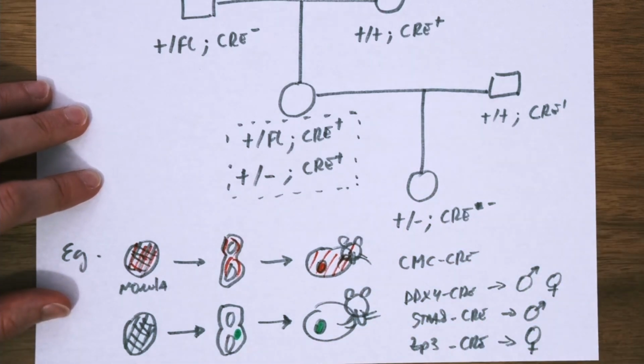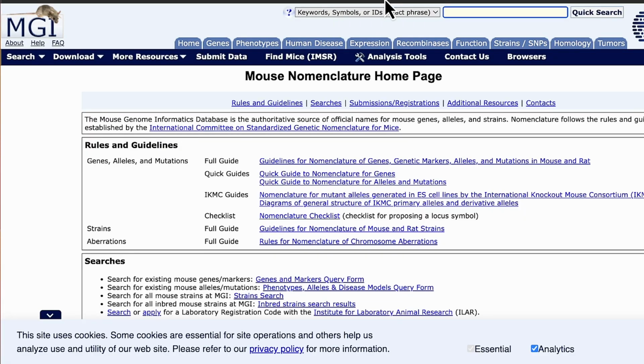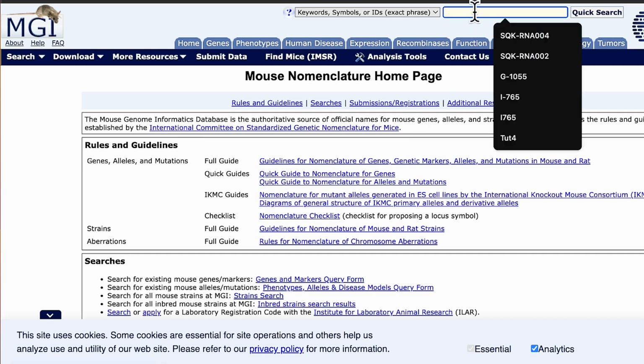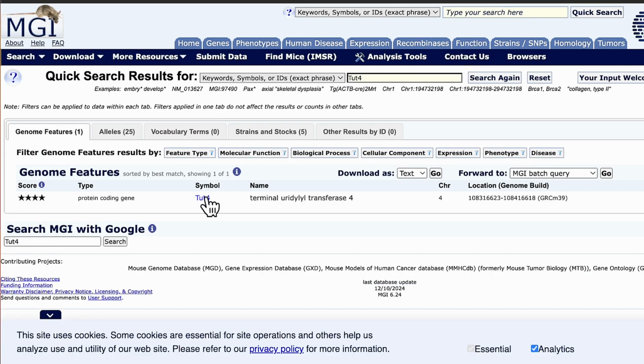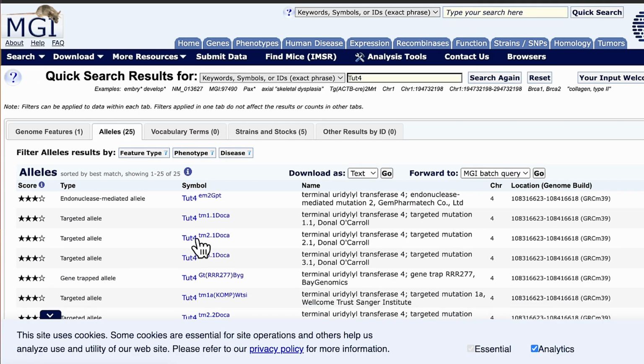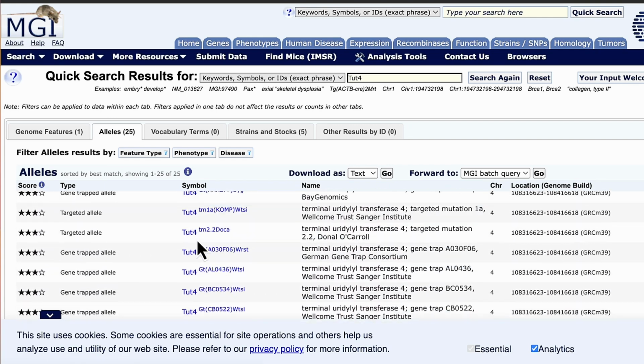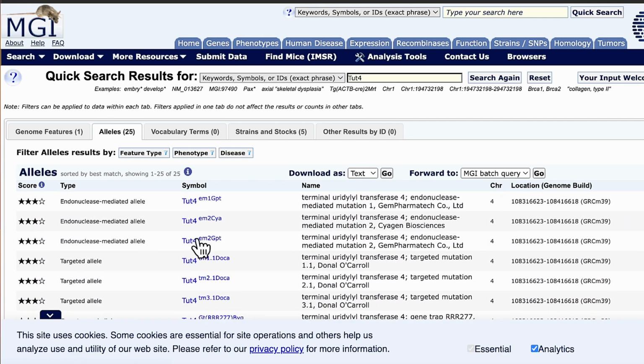On a note on the different types of alleles, the best websites to get information on floxed alleles: one is Mouse Genome Informatics. Here you can put any gene. I put one of those that we work on. It gives you the gene, and then you can click the alleles, and it gives you all the alleles that were generated for this particular gene.